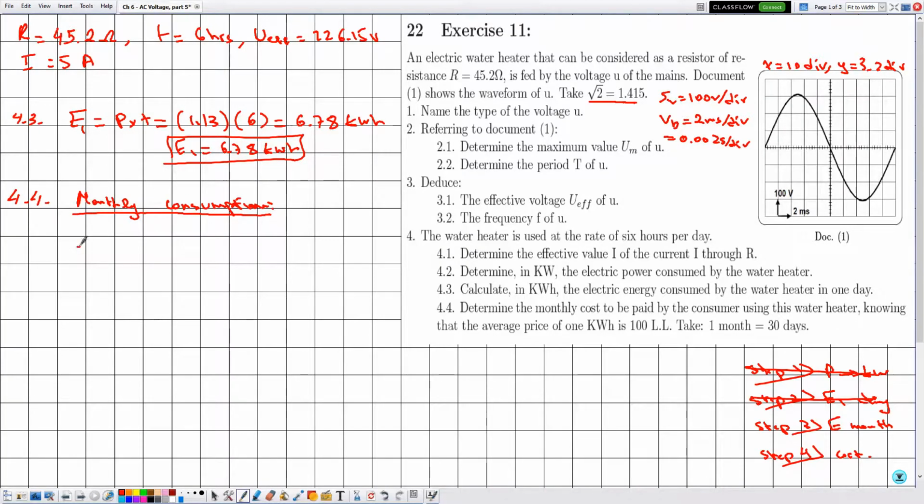In this case, the monthly consumption is given by E1 times the number of days, which is equal to 6.78 multiplied by the number of days. They are telling me to take 1 month equal to 30 days. Now plugging this on the calculator, the value of the electric energy is given by 203.4 kilowatt hours.